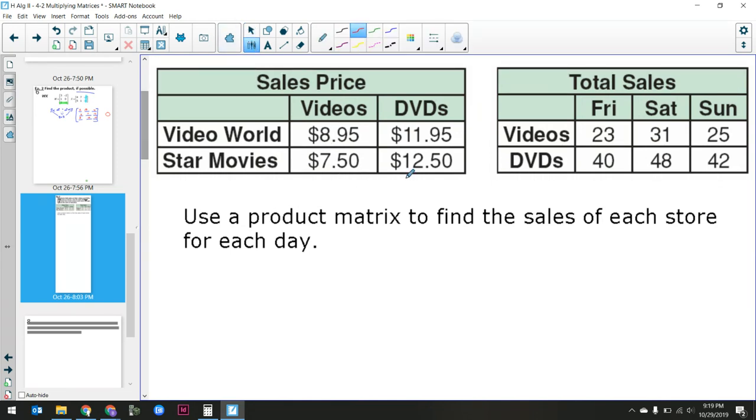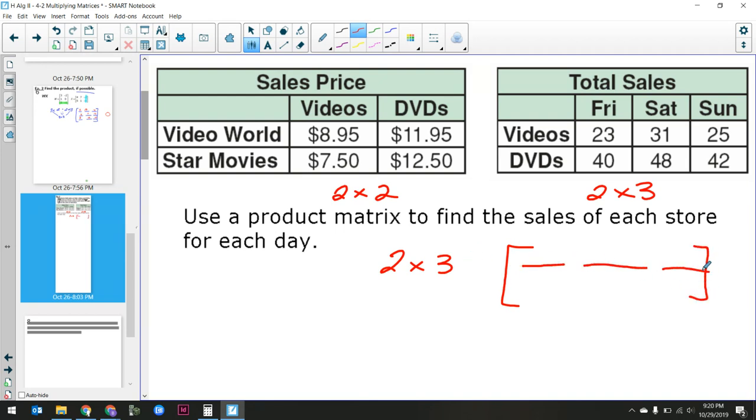So let's take the dimensions. This is a 2 by 2, and this is a 2 by 3. I can't take the 2 by 3 times the 2 by 2, and that does not work. The only way I can multiply these together is to take the 2 by 2 times the 2 by 3. That would be a 2 by 3 matrix, so 2 rows, 3 columns.